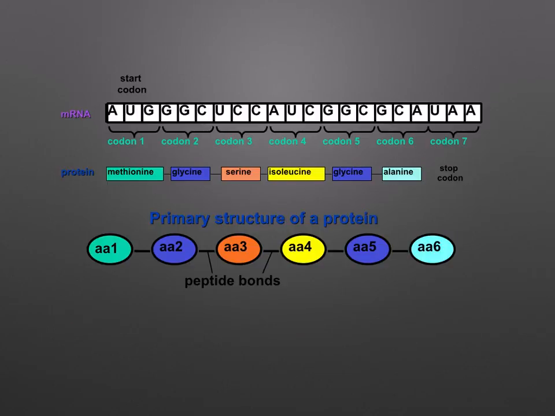So here you can see how the messenger RNA is translated into the amino acid sequence. So we're going to discuss codons and amino acids in the next topic.